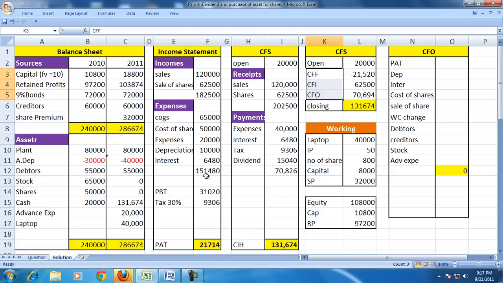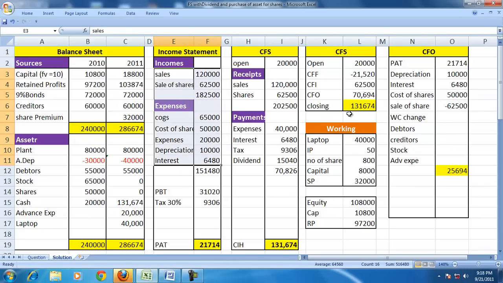But another question still remains to be addressed: if CFO is 70,494 and PAT is 21,714, why are CFO and PAT different? It is because of depreciation. We add back depreciation, as it is a non-cash item. We add back interest because it's a non-operating item. Cost of shares, we add back because it's non-operating. The sale of shares is a non-operating income, but as I mentioned previously, we can also show minus 12,500 depending on what we are showing here.